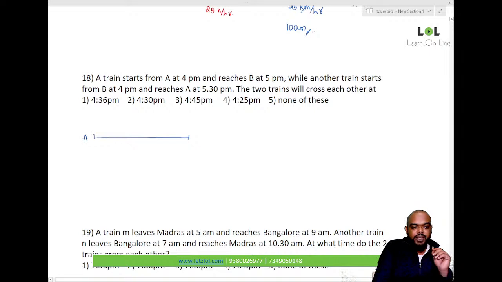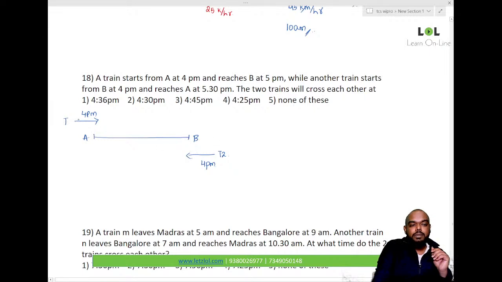A and B. There are two trains traveling in opposite directions. Let us call them train 1 and train 2. So this is train 1, which starts at 4 p.m., and this is train 2, which also starts at 4 p.m. Okay.